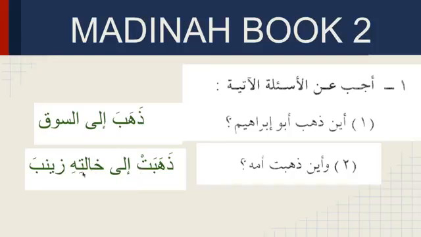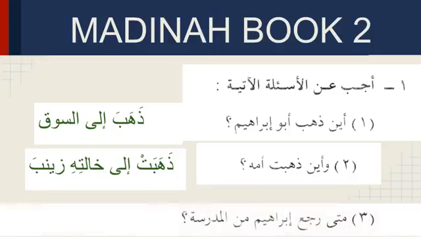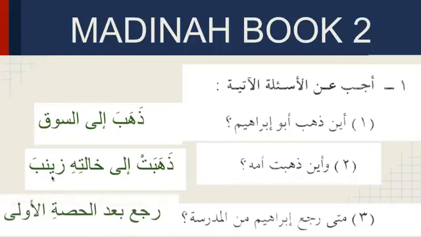See, إلى is harf jar. So ذهب we know always comes with إلى. ذهب إلى خالته. خالته is ism majroor wa huwa mudaf, and the hi is mudaf ilayhi. Why do we say hi? Because it's coming after kasra. So instead of saying hu, we say hi just for phonetic reasons. And Zainaba is the badal for khalat. So mata raja'a Ibrahim min al madrasa. When did he return? So we know he returned. Raja'a ba'da hissatil ula. See, he returned after the first lesson or first period.